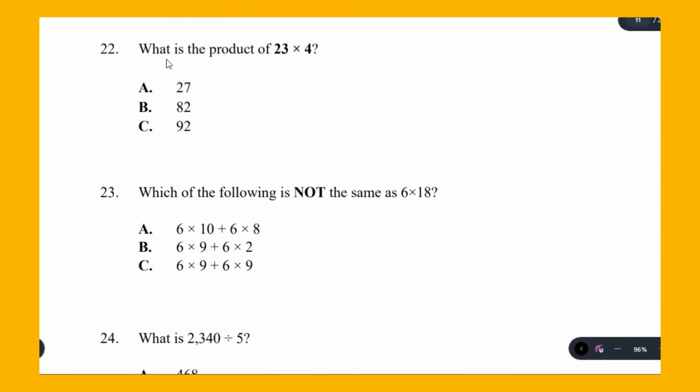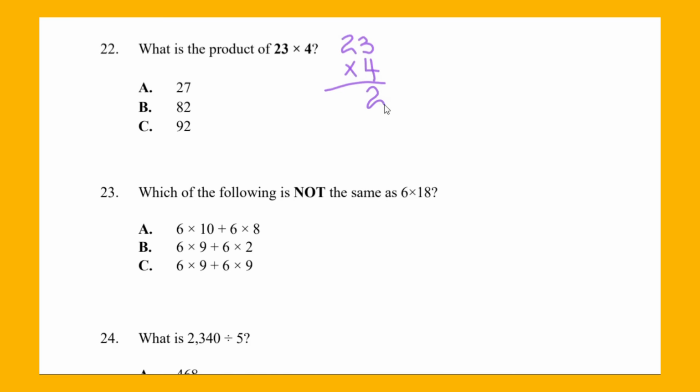Question 22. What is the product of 23 times 4? Now let us write out our multiplication question. 23 times 4. 4 times 3 is 12. We're going to write down the 2 and carry the 1. 4 times 2 is 8 plus the 1, giving us 9. So our answer is option C, 92.